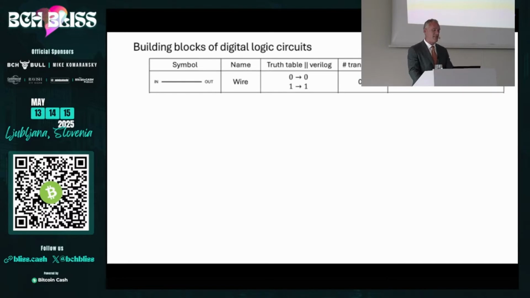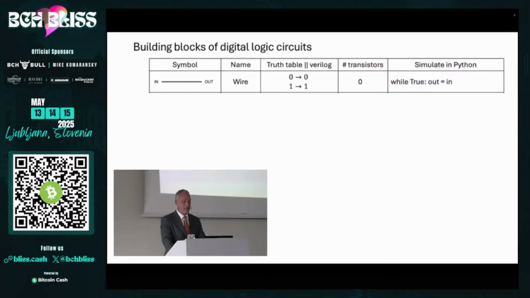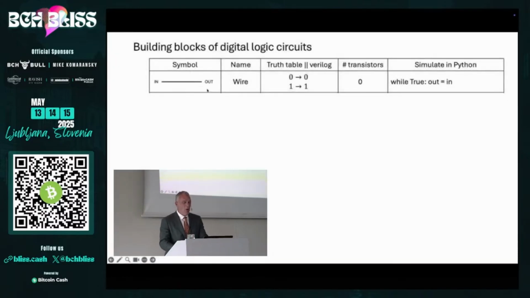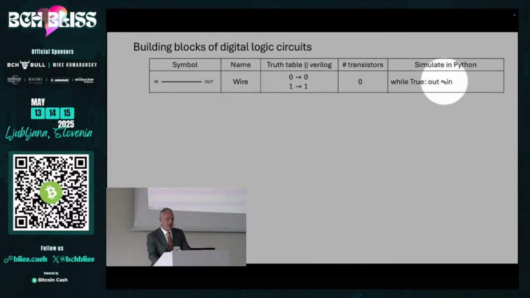So this symbol here is, in my opinion, the most important element. It's a wire, and its behavior is very simple. If I apply 0 volts to the input, I get a 0 at the output. If I apply 1 to the input, I get 1 at the output. We can simulate this in Python as follows. It's a while loop that's always mapping the input to the output. Now in Python, it might take hundreds of instruction cycles for the input signal to propagate to the output signal.